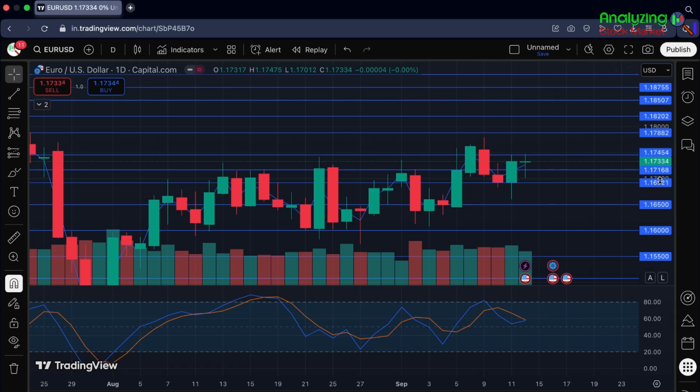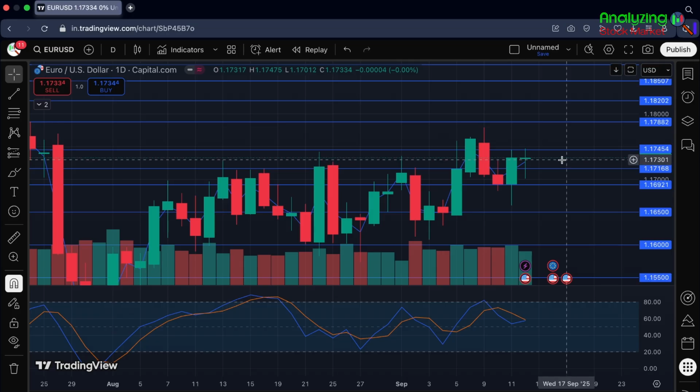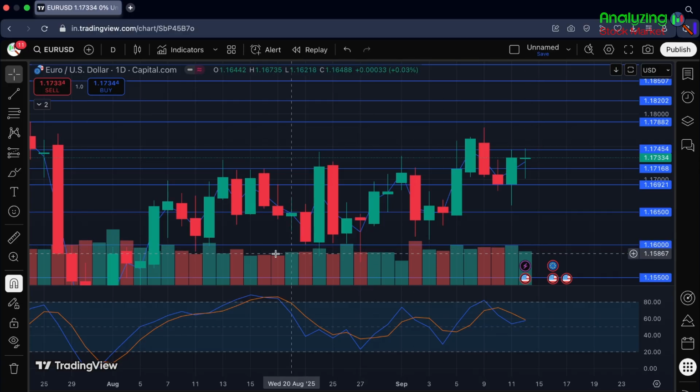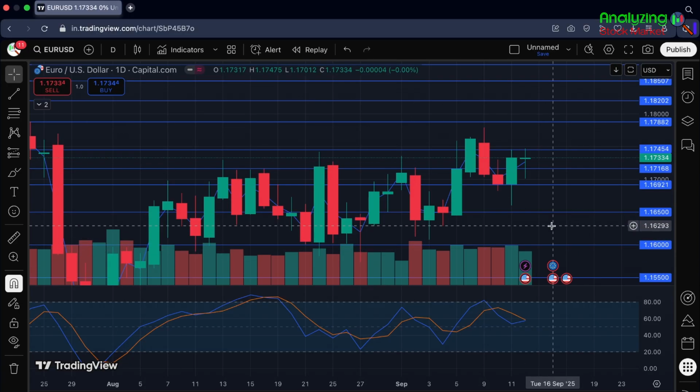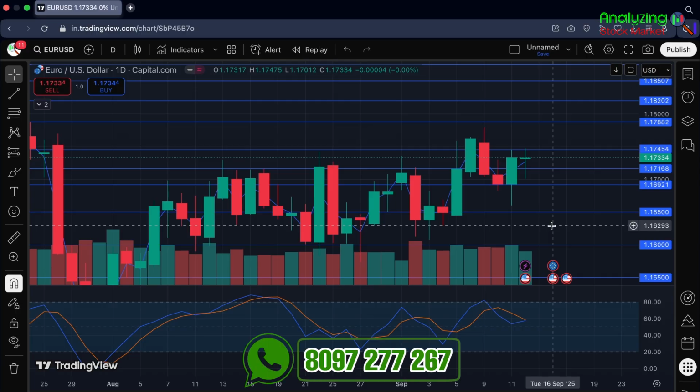Because I have already marked the important support and resistance zones, we don't need to mark any again. But here I am just showing you that this pair is in a big range. We can expect a good breakout or a good breakdown in the coming week, in the coming days. I'm expecting a move this week, but if this week doesn't give us a big move, then we can expect a big move by next week.